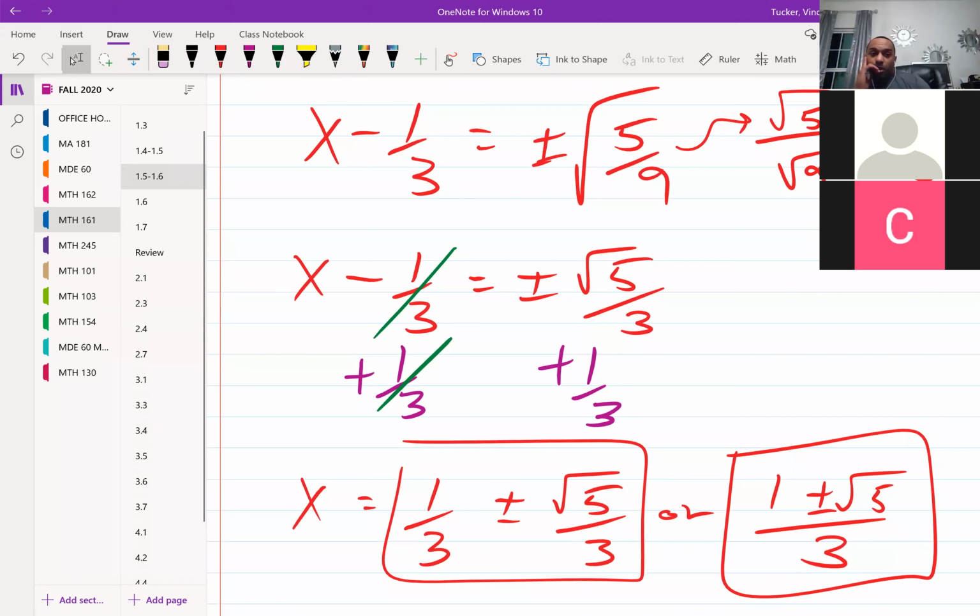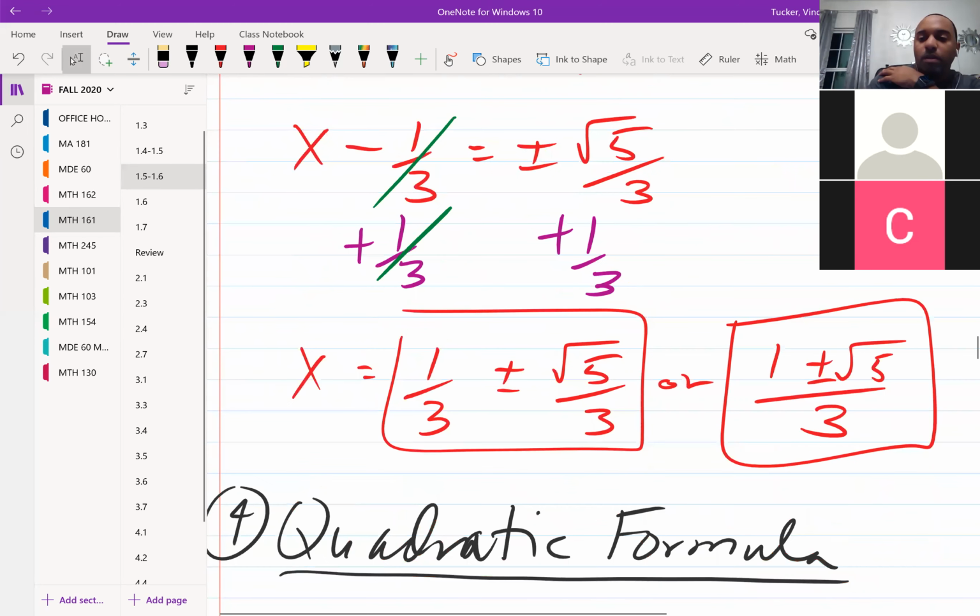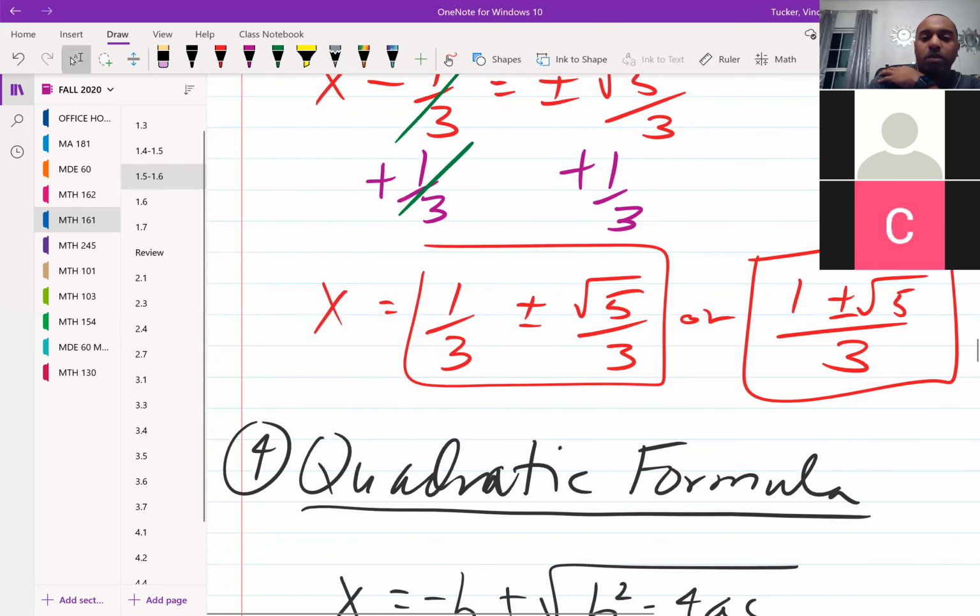All right. Questions before we look at the last method in this section? All right. Scrolling up.